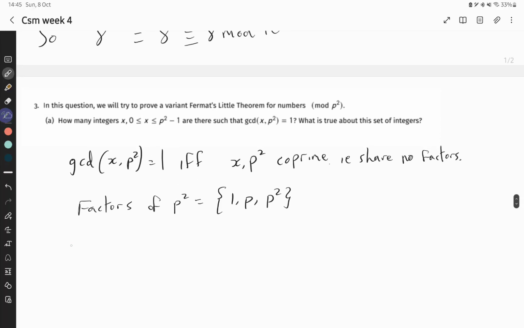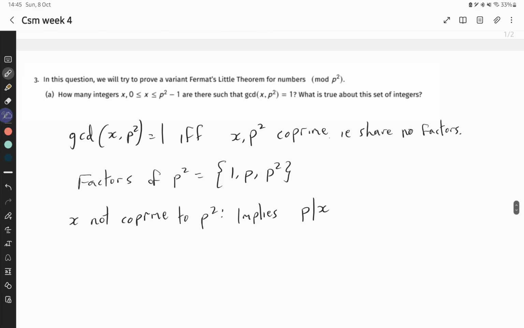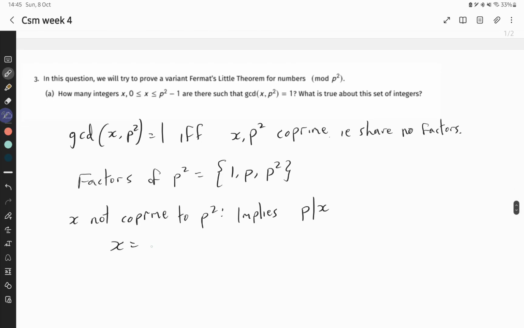And so if x is not coprime to p squared, this implies that p divides x. So x is equal to either p or 2p, etc., etc., up to p minus 1 times p.